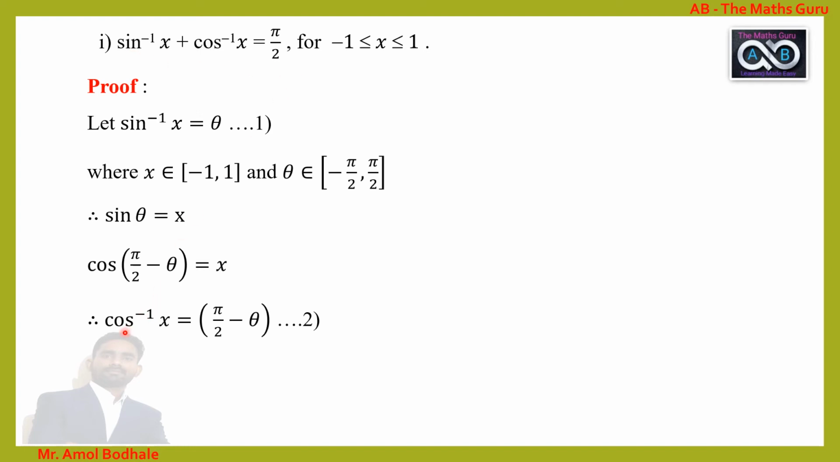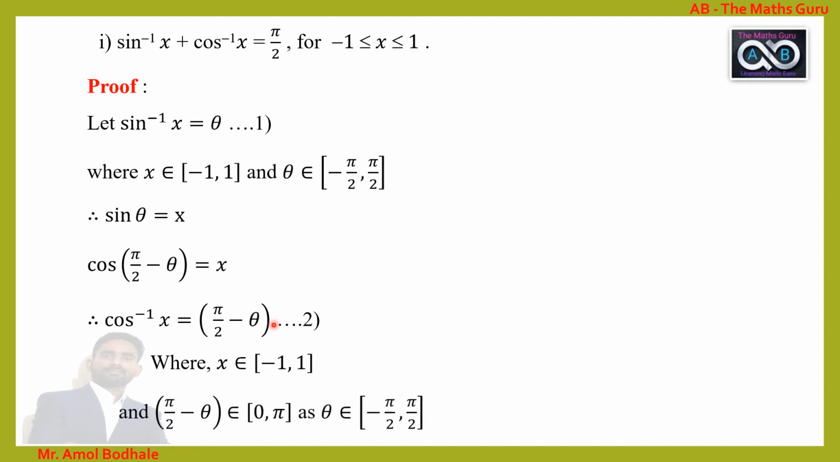But to write cos inverse of x equal to π/2 minus theta, from cos of π/2 minus theta equal to x, what are the restrictions on x and π/2 minus theta? Here x must belong to the domain of cos inverse, which is the closed interval [-1, 1], as given that x belongs to [-1, 1], and this angle π/2 minus theta belongs to the closed interval [0, π].